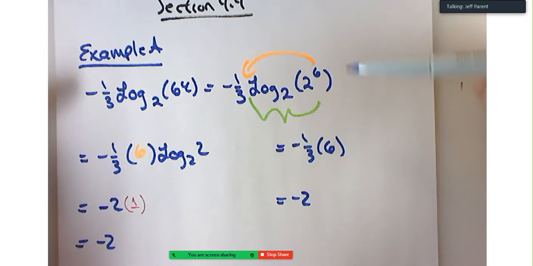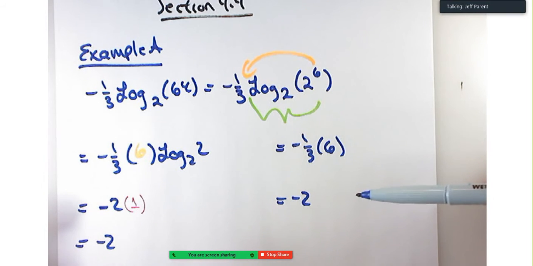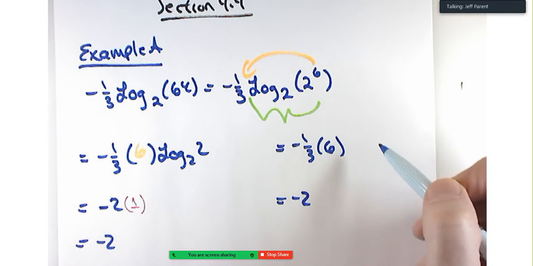So, are we okay with this first one? Looking good there? Wait, the negative 2 came from multiplying negative 1/3 by 6? Yes. Okay. Yep.